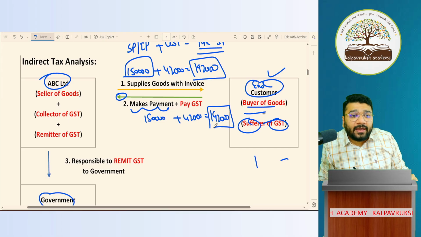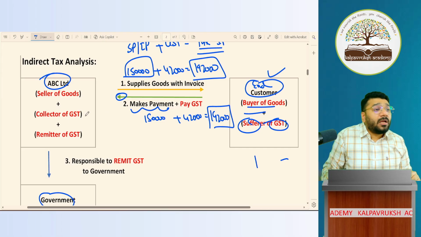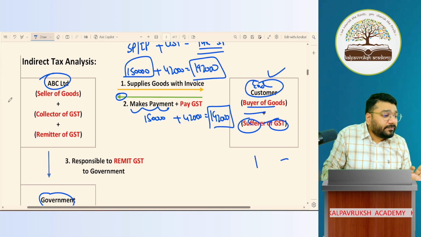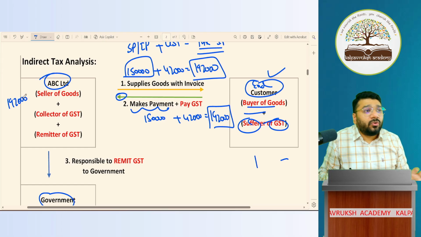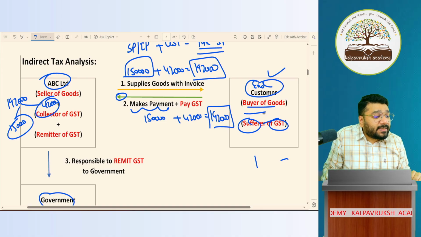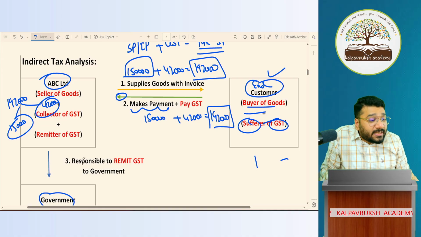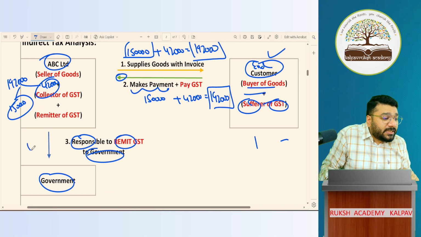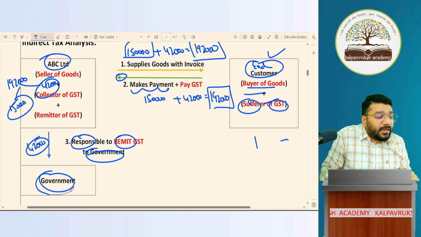Okay, not okay? So please tell me how much money in total ABC Limited now has in its pocket. 1,92,000, right? Of that, they will keep 1,50,000 with them. And the remaining 42,000 rupees, ABC Limited is responsible to remit to the government. So 42,000 rupees will be remitted by ABC Limited to the government.